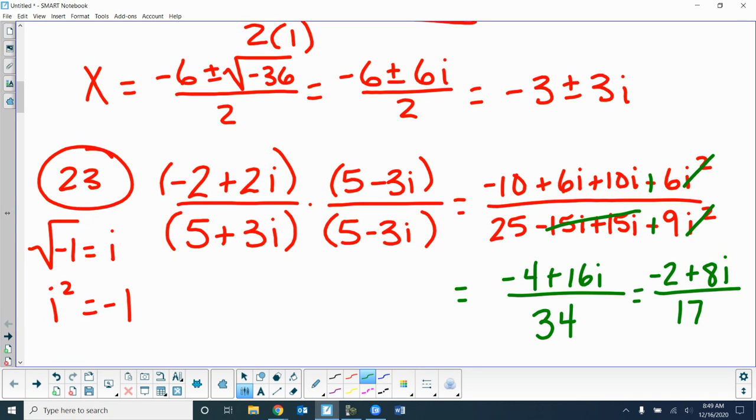Okay. 24 for some reason always gives kids problems, and I don't understand it. Okay? It's just two functions they give you, h and k.